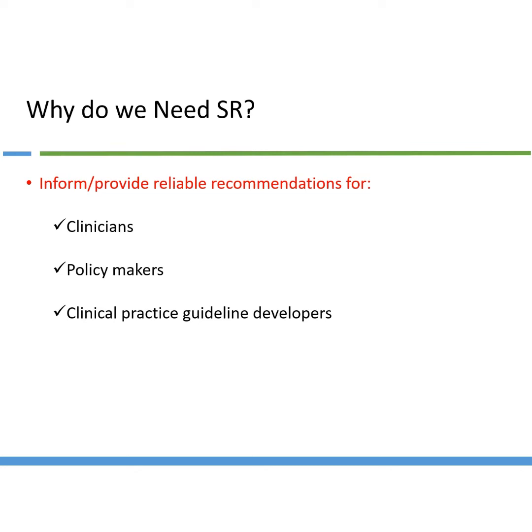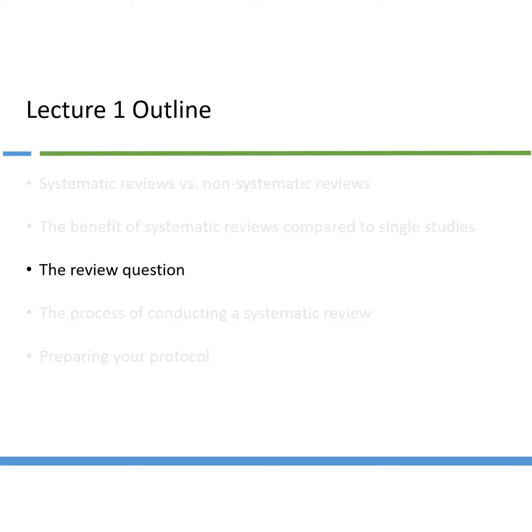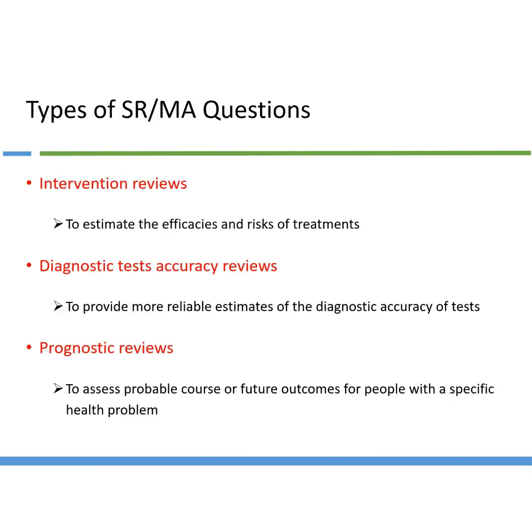It's to inform and provide reliable recommendations for clinicians, policymakers, and clinical practice guideline developers. So let's focus on the review question. What type of questions can we do in a systematic review? Really, anything can be done. So any intervention question: what's the efficacy of an intervention? What's the risk of this treatment?